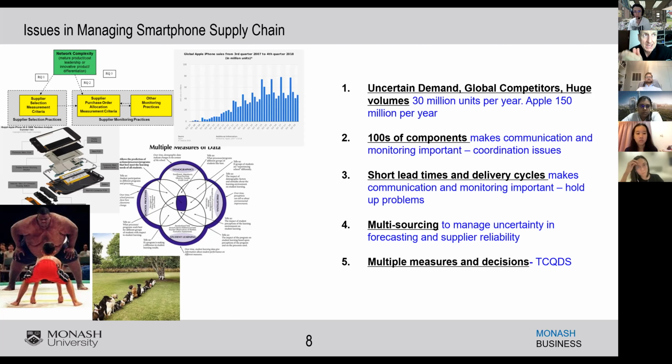But when you're making smartphones, there's uncertain demand. There are hundreds of components. There are short lead times and delivery cycles, multi-sourcing, multiple measures and decisions, TCQDS. You learned some of this 2 weeks ago when I was telling you about what HTC does.